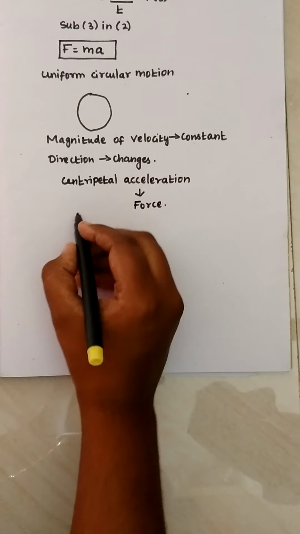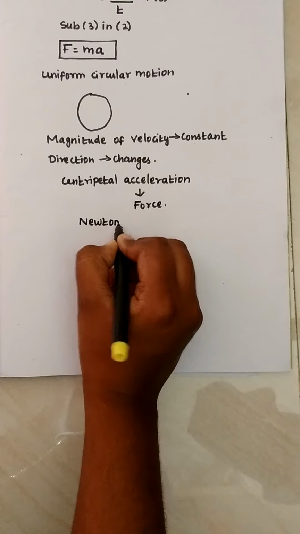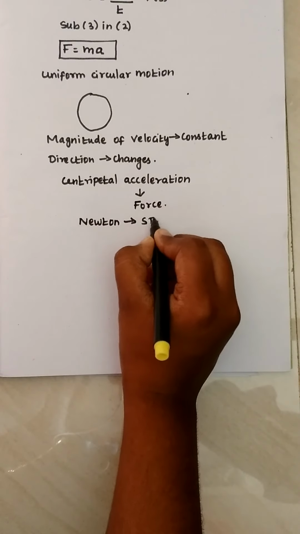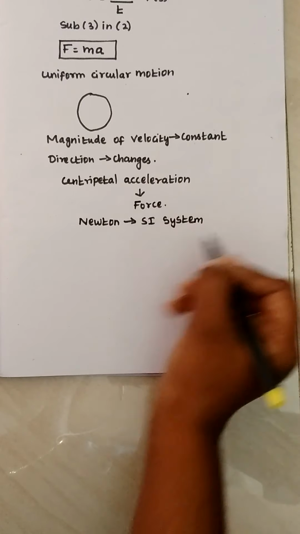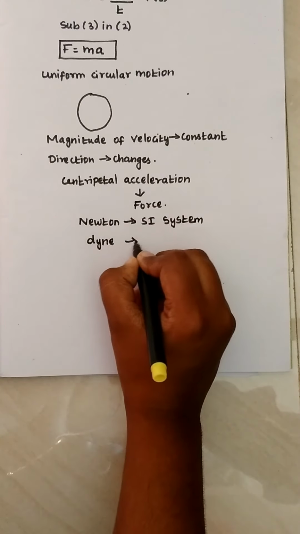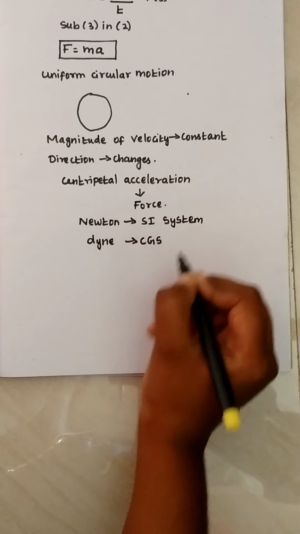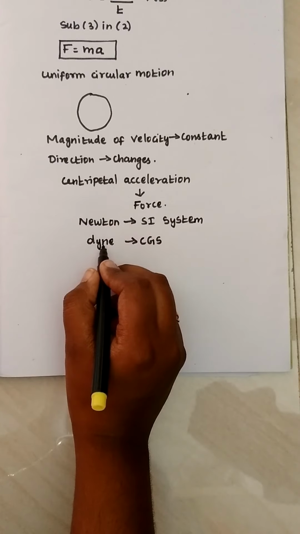Okay, so what is the unit of force? You know the unit of force is Newton. This is in case of SI system. Okay, in case of SI system the unit of force is Newton. இதுவே CGS system la எடுத்தோம்னா, what is CGS system? Centimeter gram second system. அந்த system la எடுத்தோம்னா the unit is written as dyne.